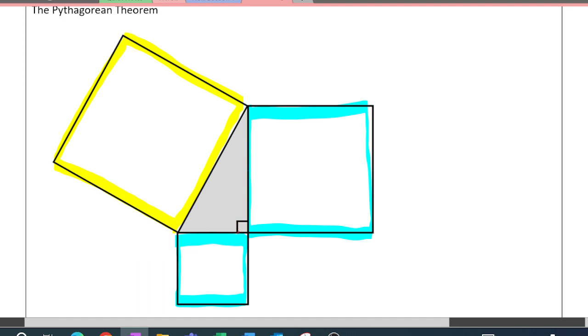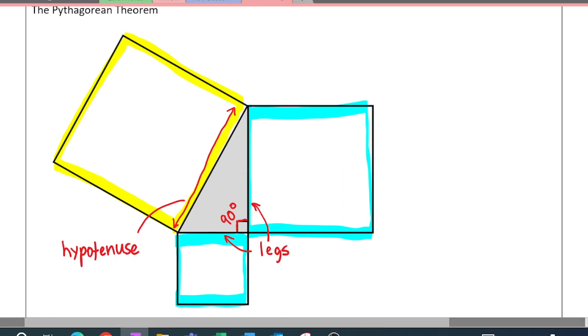Whenever we have a triangle that has the square in the corner, that means it has a 90-degree angle there, a perfect corner. And the side that's directly across from that 90-degree angle is always the longest side on your triangle. And it has a special name. It's called the hypotenuse. Okay. And then the 2 smaller sides adjacent to that 90-degree angle, we call those the legs. The hypotenuse is always the largest side, and it's always across from the 90-degree angle.